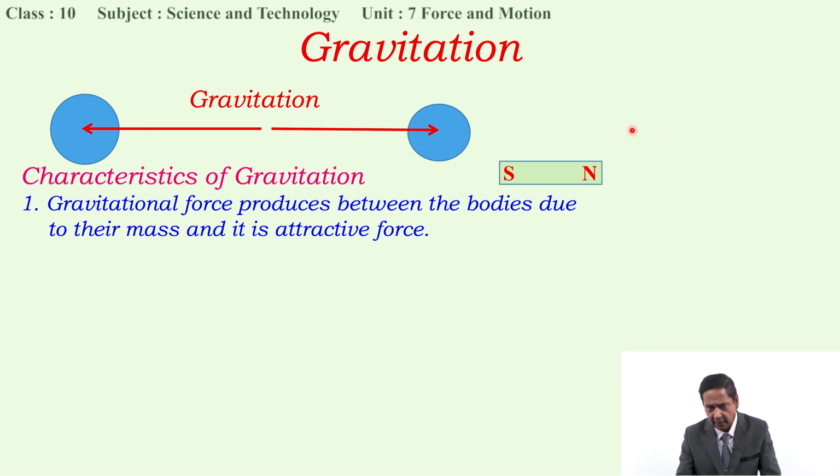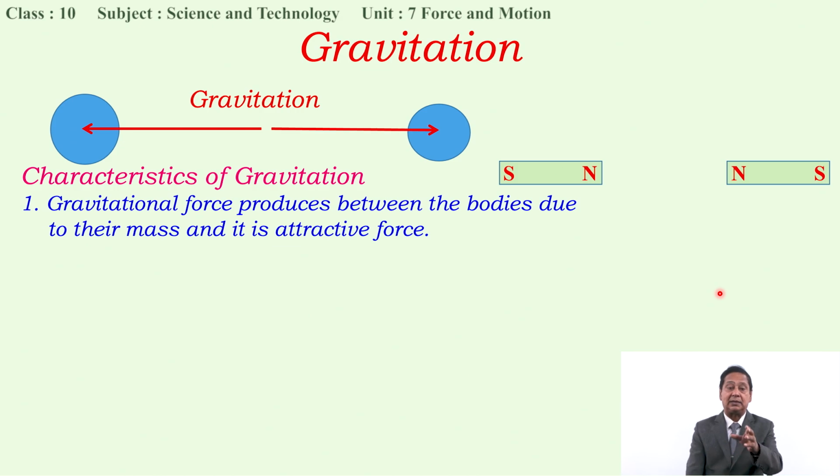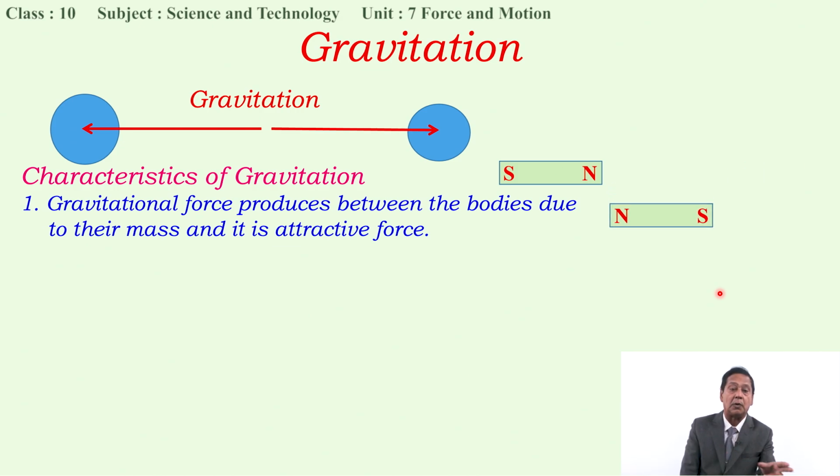Let's say this is a magnet. If the unlike pole of another magnet is brought near to the first, then what happens? They attract each other. This north pole attracts the south pole, and if they are brought close, then they will attach with each other. This is attractive force. But do you know that if like poles of magnets are brought together, then what happens? They move away from each other. This is repulsive force. Gravitational force is not a repulsive force. It can never be repulsive. This is always an attractive force.